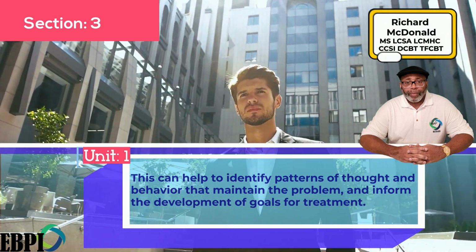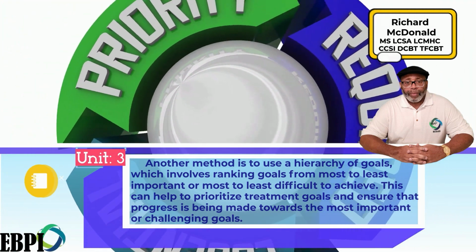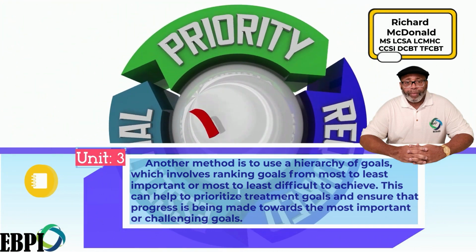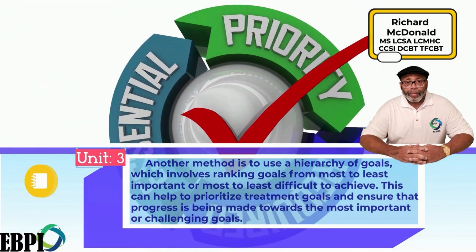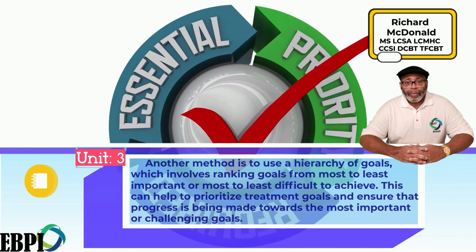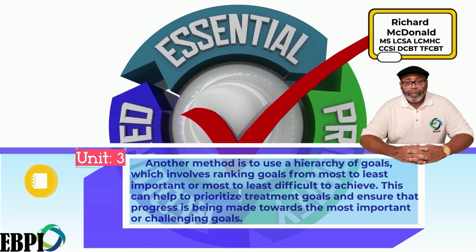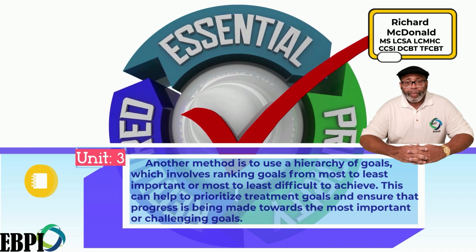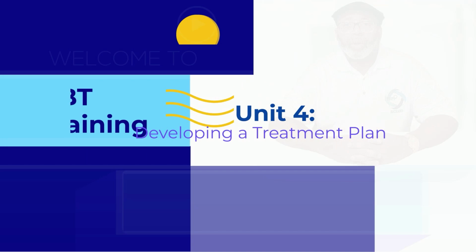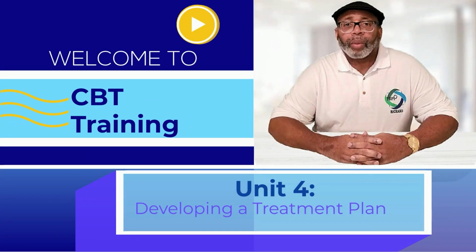for treatment. Another method is to use a hierarchy of goals, which involves ranking goals from most to least important or most to least difficult to achieve. This can help to prioritize treatment goals and ensure that progress is being made towards the most important or challenging goals. Unit 4, Developing a Treatment Plan.